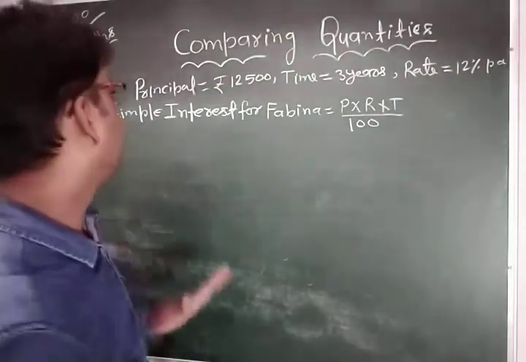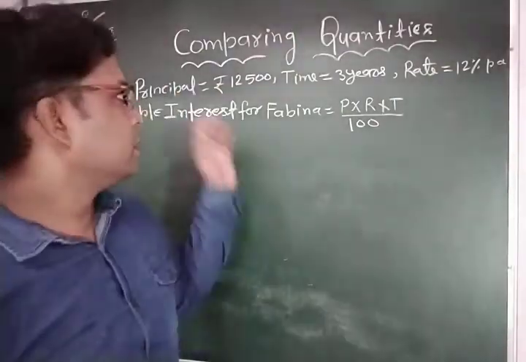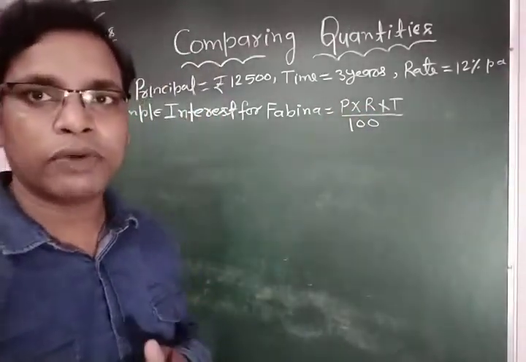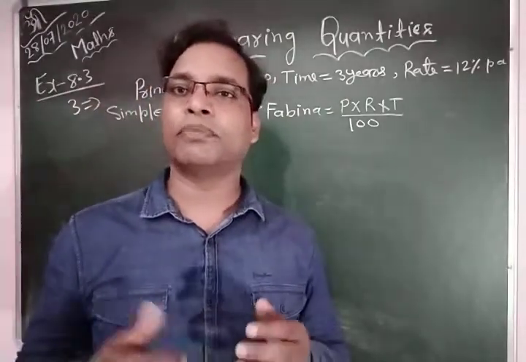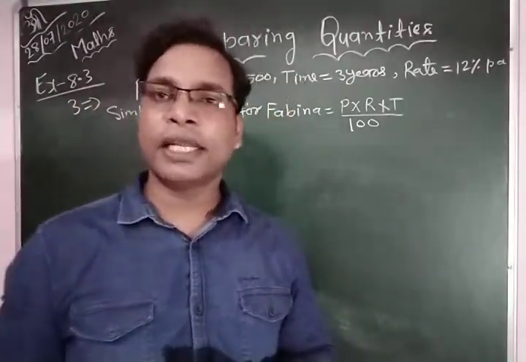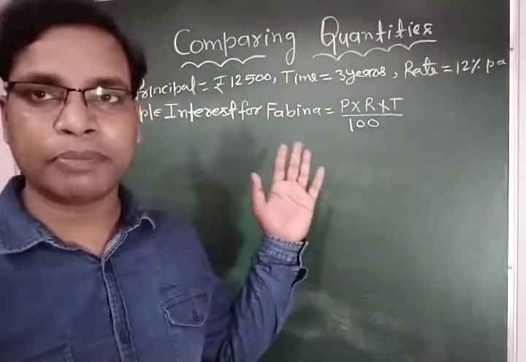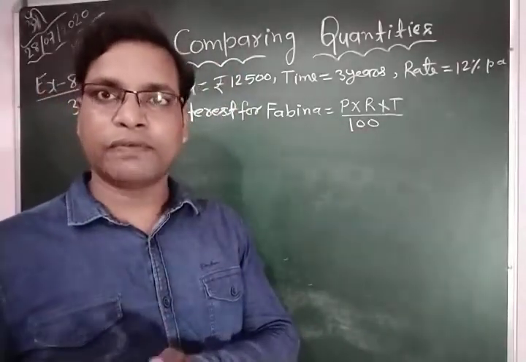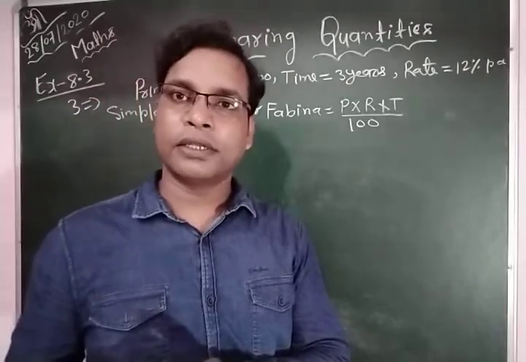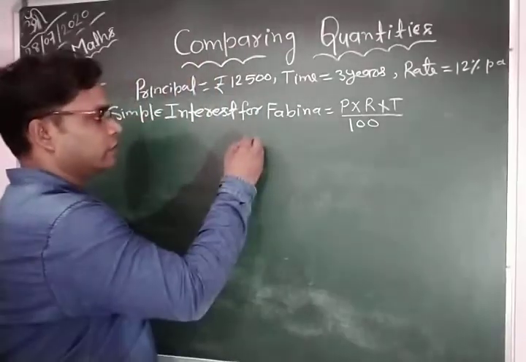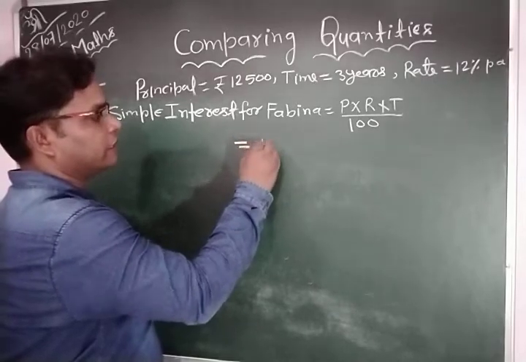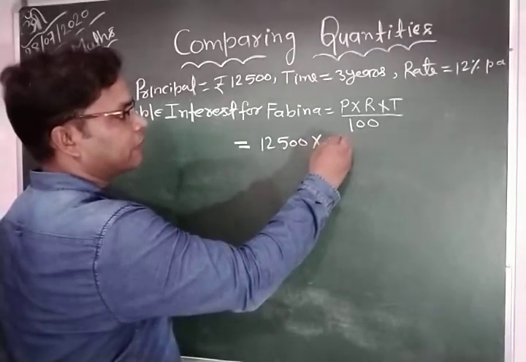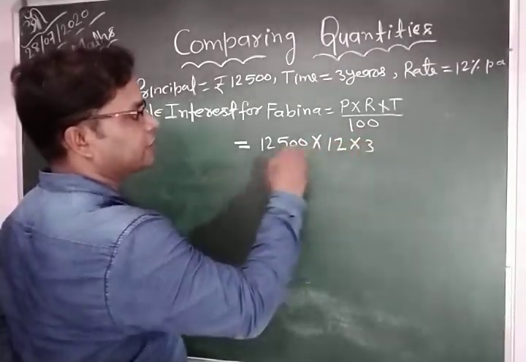Here we first find the simple interest for Fabina. That formula is P into R into T by 100. P is given, 12,500, this belongs to the principal. T is time, 3 years, and R is rate, 12%. You can see in the question. So we put the values here, and after this we calculate and find the simple interest for 3 years for Fabina. So you can see here, 12,500 into rate 12%, time 3 years, by 100.